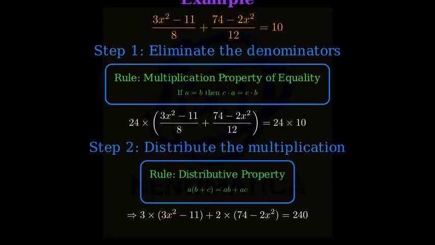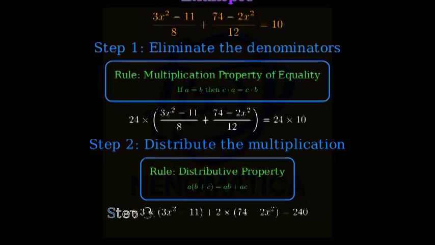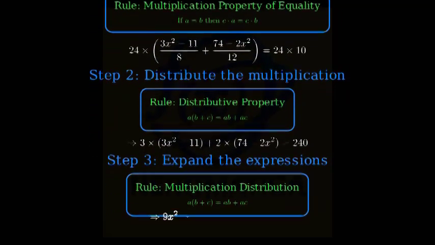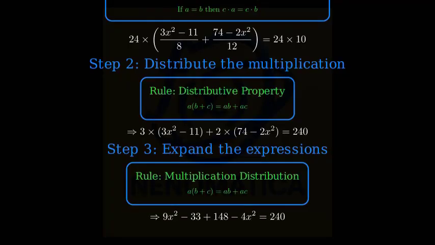For the first term, 24 divided by 8 equals 3. So we'll multiply the numerator by 3. For the second term, 24 divided by 12 equals 2, so we'll multiply the numerator by 2. Let's expand these expressions. 3 times 3x squared gives us 9x squared. 3 times negative 11 gives us negative 33. 2 times 74 gives us 148. And 2 times negative 2x squared gives us negative 4x squared.